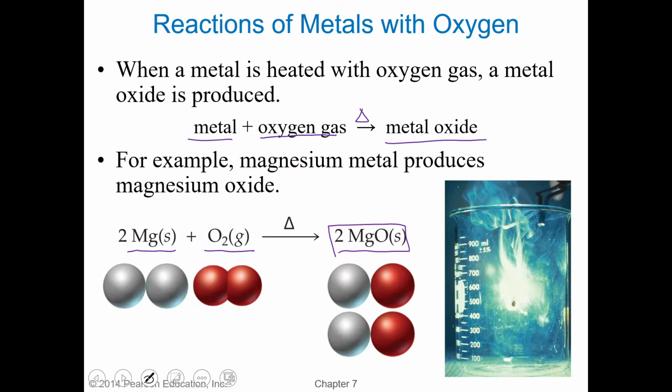Why do we get magnesium oxide? Because when magnesium becomes an ion, and this oxygen gas here splits, they become ions also.